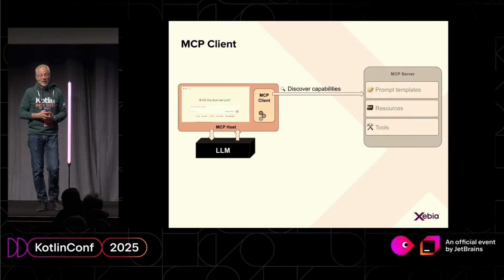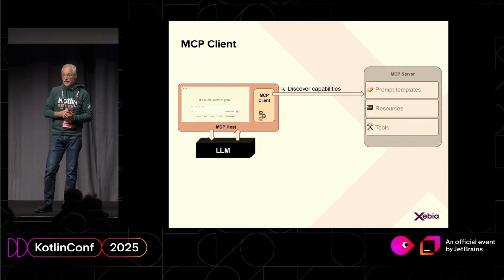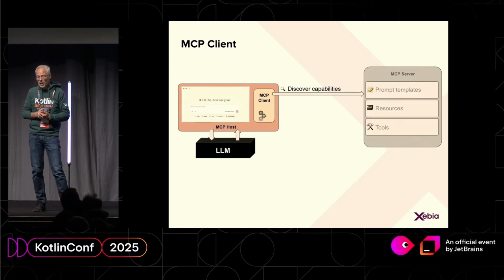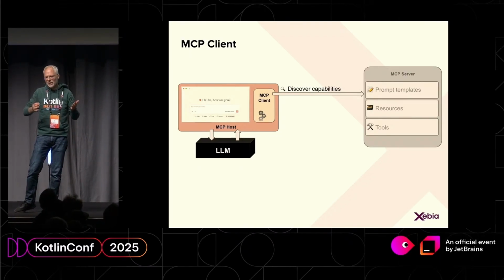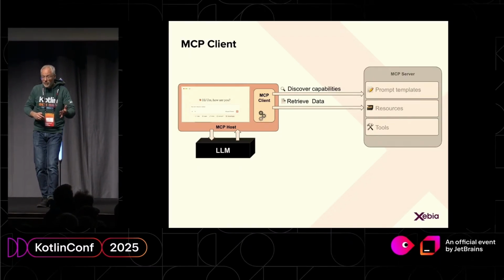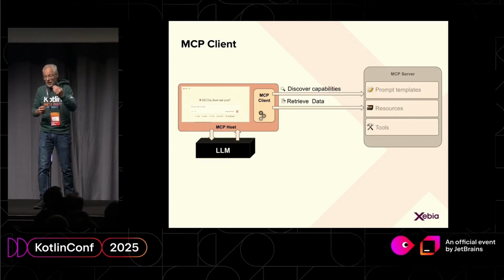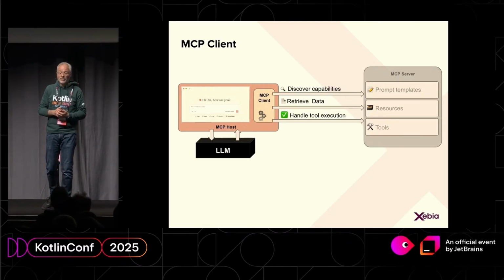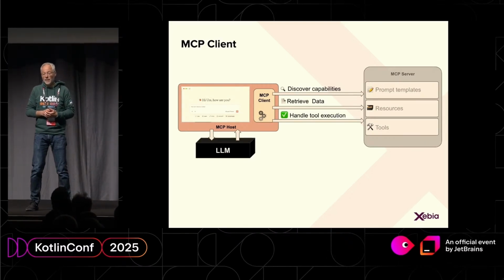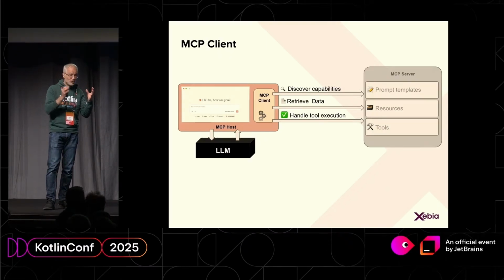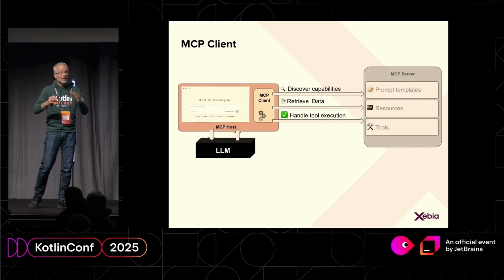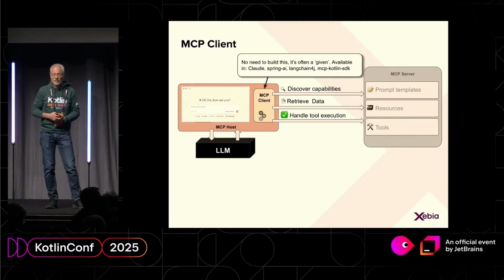The client's responsibility is to discover those capabilities. That's what it will do first, because a server doesn't have to expose all of them, at least one, of course. Would make sense. If the MCP server exposes a resource, then the client will also retrieve data, and the MCP client would also handle tool execution. The initiator of the tool execution will always be the LLM, but the MCP client would simply handle it.